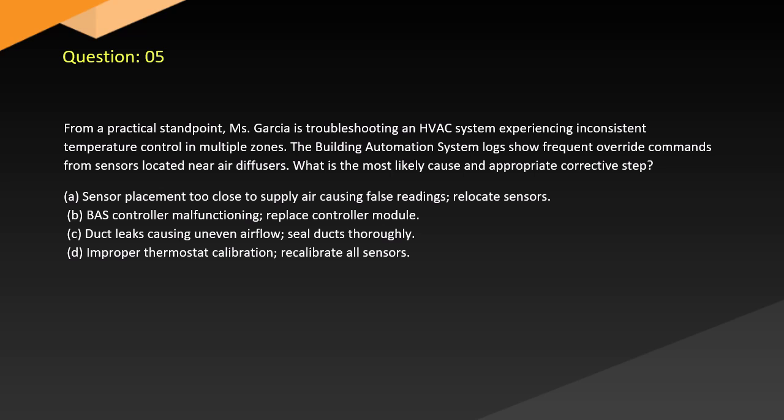A. Sensor placement too close to supply air causing false readings. Relocate sensors. B. BAS controller malfunctioning. Replace controller module. C. Duct leaks causing uneven airflow. Seal ducts thoroughly. D. Improper thermostat calibration. Recalibrate all sensors.